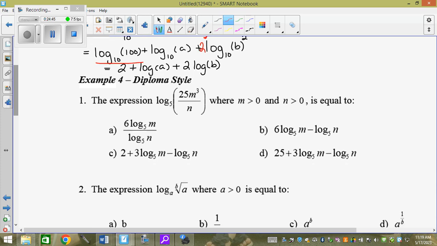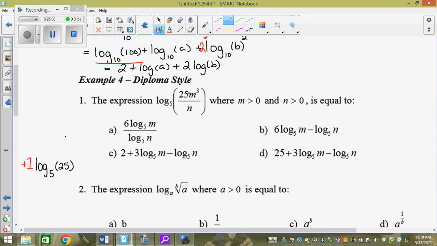Now this one here, you have 25 multiplied by m cubed. I always put little red multiplication dots or colored dots in there so that I remember to expand them. If not, people will leave it as 25 m cubed and not actually expand it further. So I'm going to get log base 5 of 25 with a plus 1 in front, because the 25 is in the numerator.